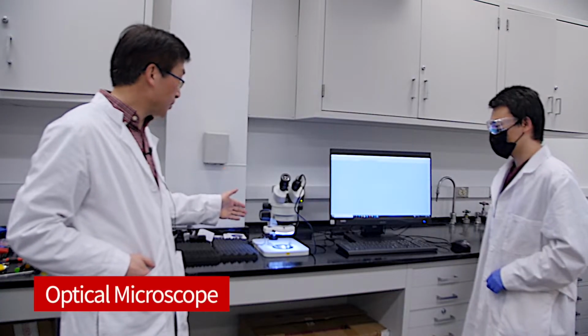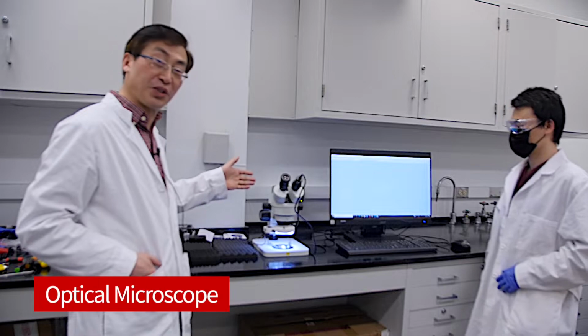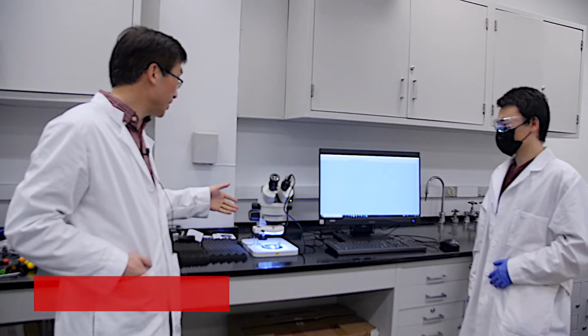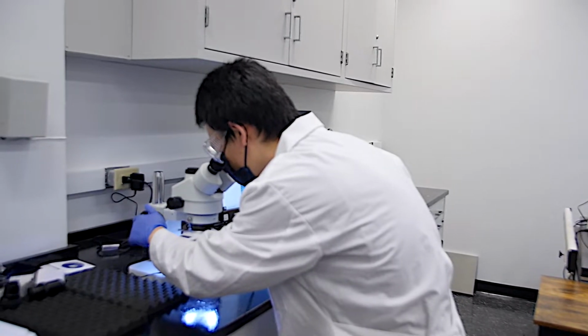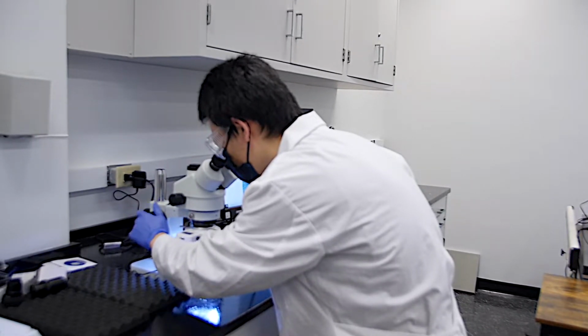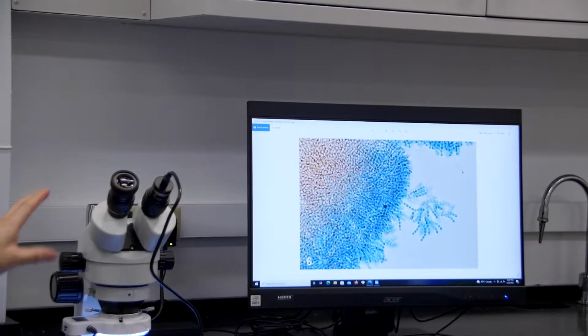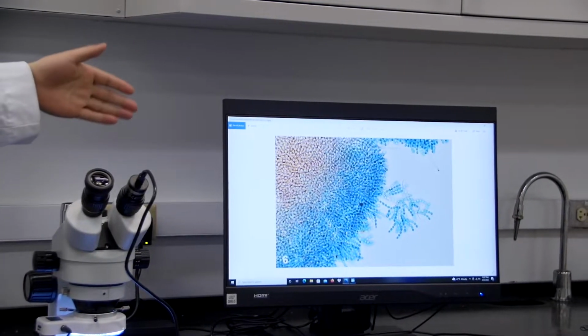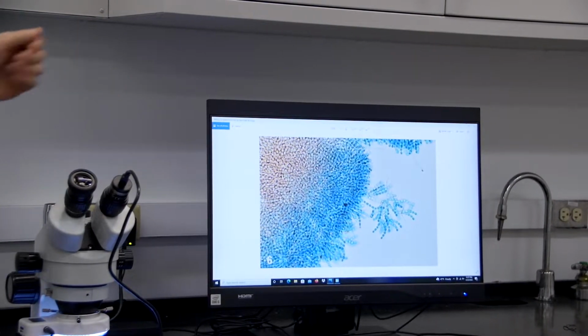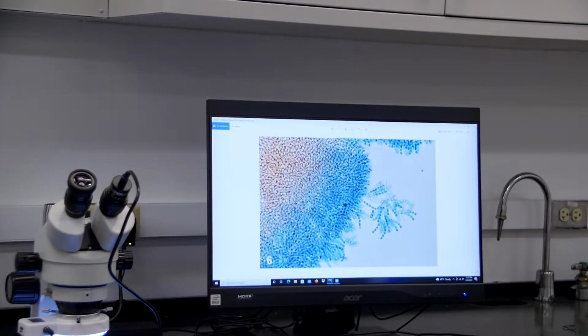So Yu Chen is my PhD student, and he is using this optical microscope and looking at some of our samples. And this optical microscope is connected with a computer, with a camera, and then we can view our samples on the screen. So that makes it much easier.